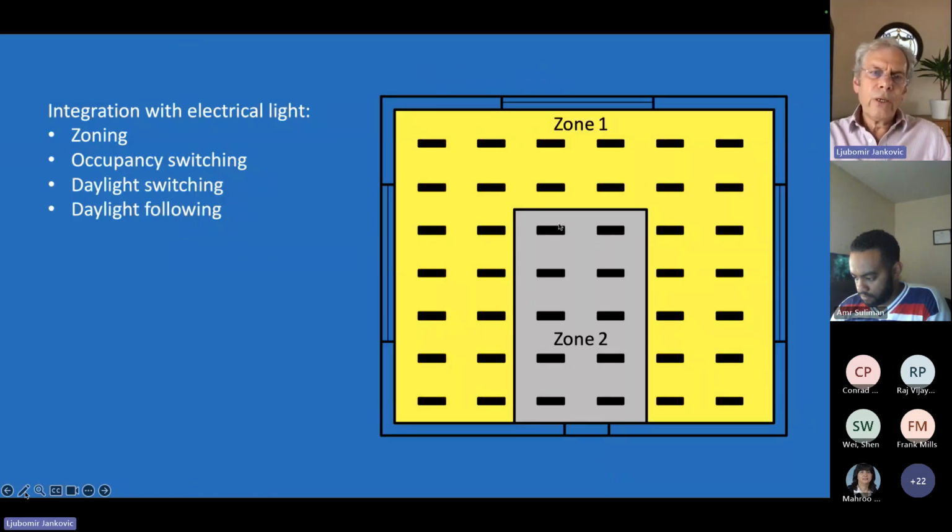We need to integrate daylight with electrical light, and this can be done by zoning. So we can have outer zone next to windows, and then inner zone that is away from windows. And then we also need to have occupancy switching, daylight switching. So when daylight increases, lights are switched off in the building. And we can also have daylight following, which means that lights are proportionally controlled, proportionally to the amount of daylight coming in, so that daylight and electrical light always provide equal amount of light in the building.